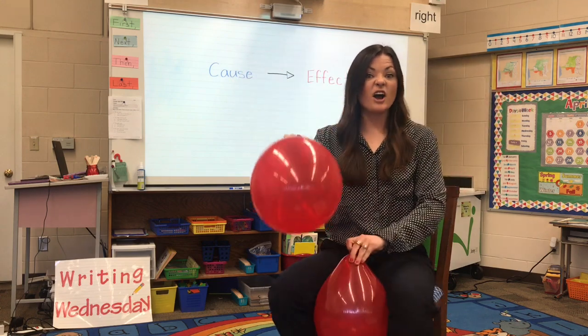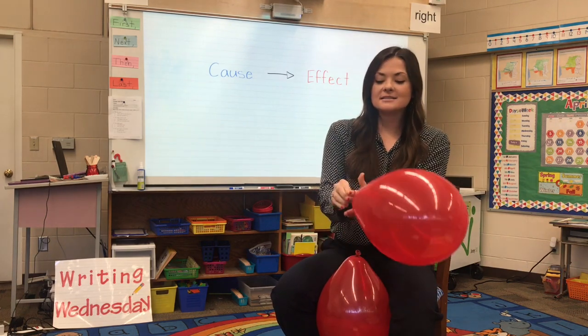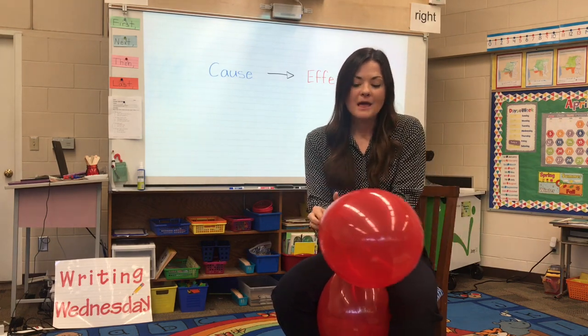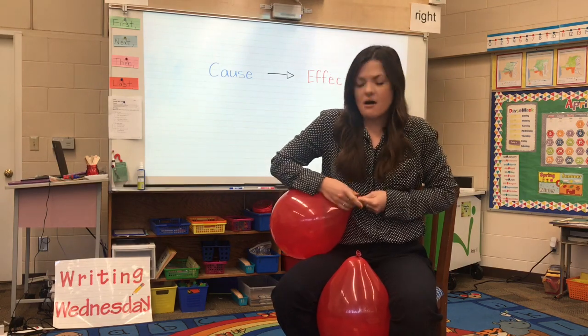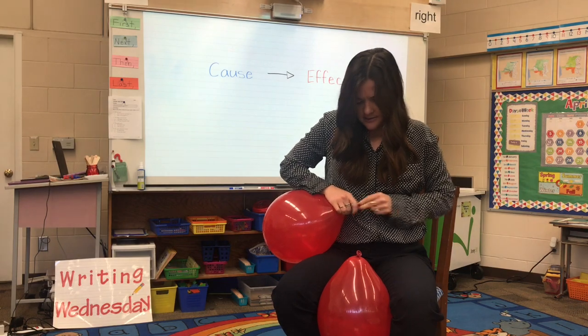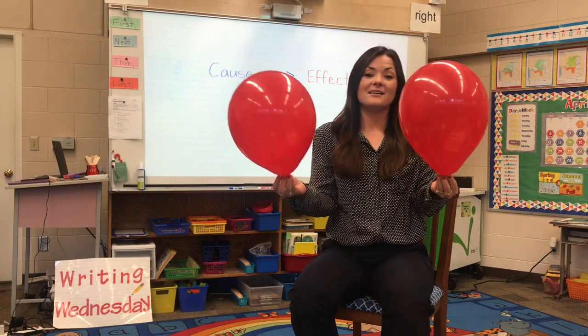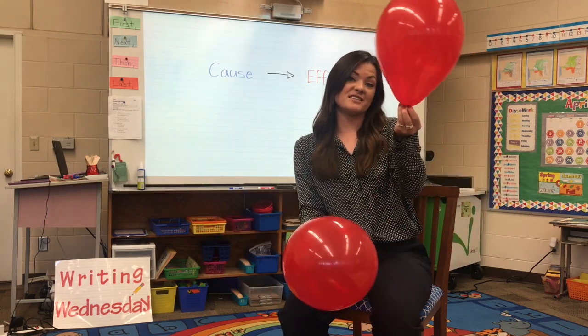Now, I have to tie it off or it will blow around the room. So that my cause is to blow it up, and the effect of me tying it off is that all the air stays inside. So in order to make it look like this, I had to blow it up, and the effect was that it turns into this.